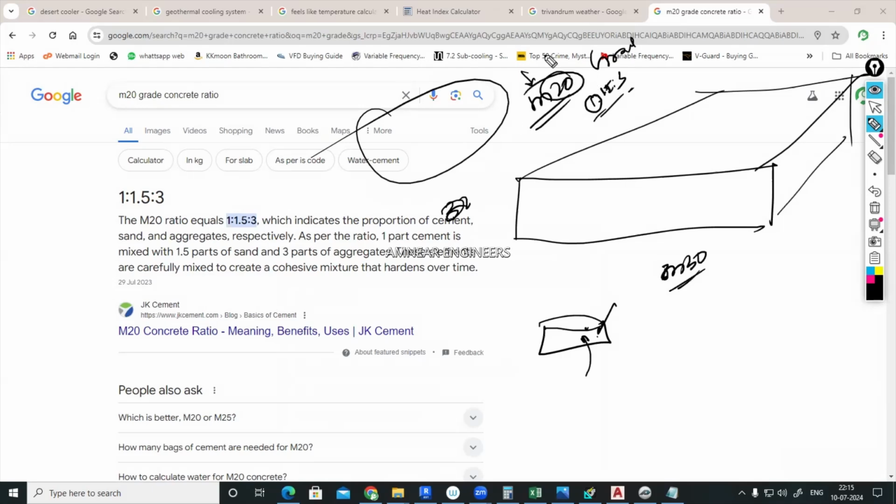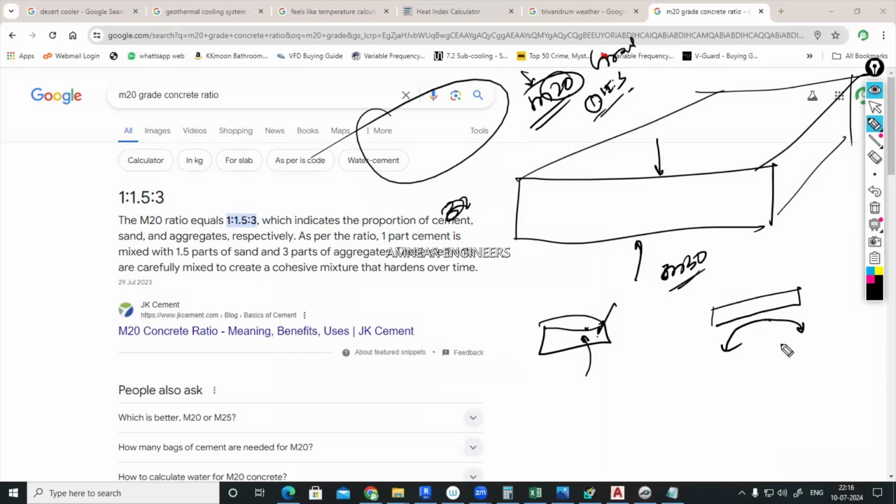This 20 represents the compressive strength of the concrete, 20 kilonewton per meter square. That is nearly 20,000 kilogram. It is compressive strength only. Concrete has very high compressive strength, because it is very difficult to fail the concrete by compressing it. But it has very little tensile strength.